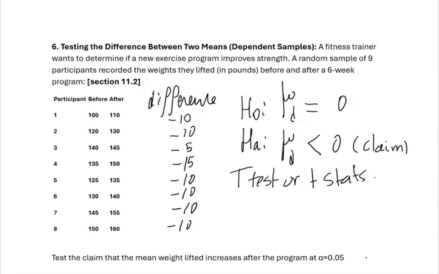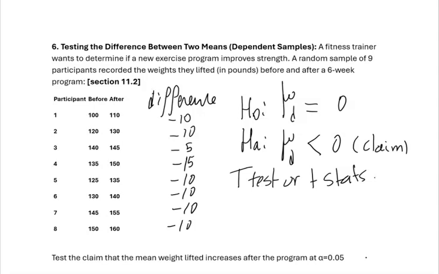So here's the first thing that you have to do, guys: do the difference, before minus after. 100 minus 110, 120 minus 130. Now, you need to test the average of the difference, whether it is positive or negative, whether it is not equal to 0. Here's how you figure it out.